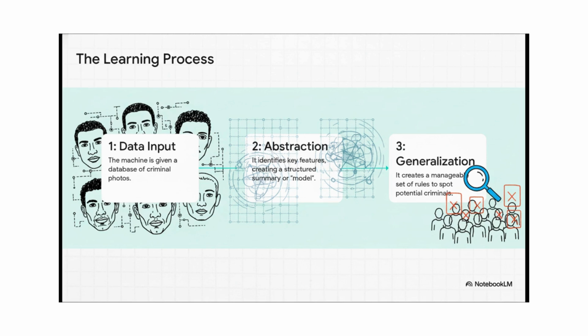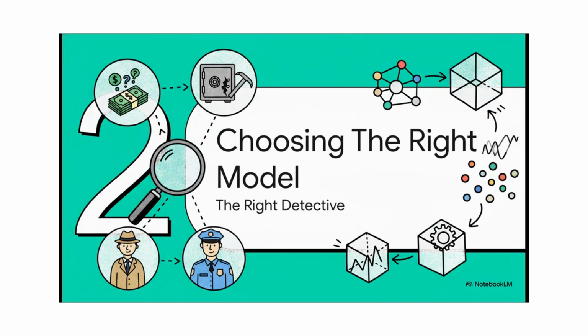And finally, you get to Step 3, generalization. The machine takes that complex blueprint and boils it down to a simpler set of rules it can use to scan a new crowd. And that's learning in a nutshell. You take data in, you find the patterns, and you create rules to apply to new situations. Okay, on to Section 2, choosing the right model.